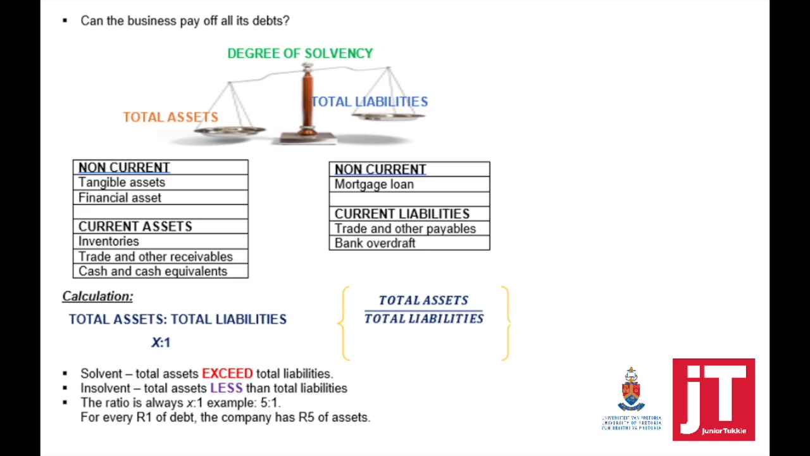And your answer should always be compared to 1. If your total assets exceeds your total liabilities, it means that the business is solvent and they will be able to pay off all of their debts with their assets. But if the total assets is less than your total liabilities, it means that the business is insolvent and they will not be able to pay off all of their debts with the assets which they've got.